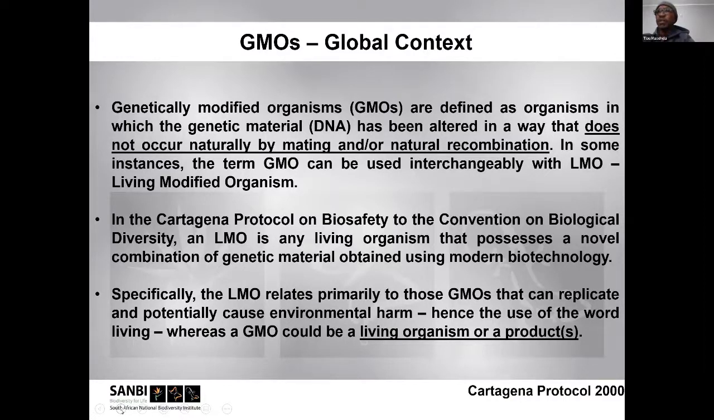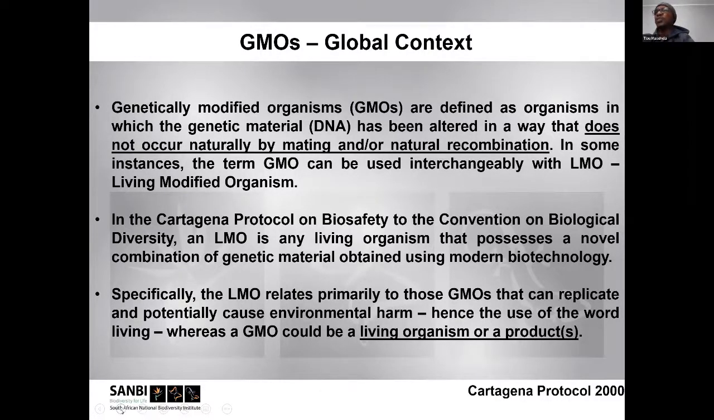And also in the Cartagena Protocol on Biosafety, we see that an LMO is any living organism that possesses a novel combination of genetic material, which is obtained using modern biotechnology. And this is just what I was referring to in terms of the insertion. It has to be a foreign gene. It has to come from somewhere to be inserted into the desired organism. So specifically, the LMO relates primarily to those GMOs that can replicate and potentially cause environmental harm. Hence, the word living is used. Whereas a GMO could be a living organism or the product of that living organism.